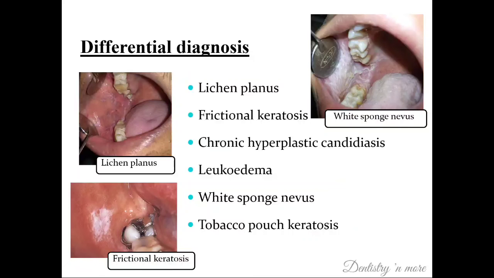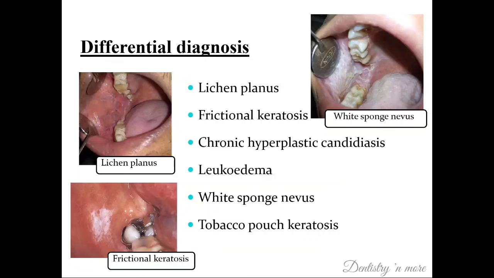Especially when you're talking about a homogeneous Leukoplakia, you can give a differential diagnosis of a reticular type of a lichen planus or a plaque type of a lichen planus. But what is the differentiating factor with the lichen planus to that of the homogeneous Leukoplakia is the Wickham striation that you see. That's a classical appearance that you see in lichen planus.